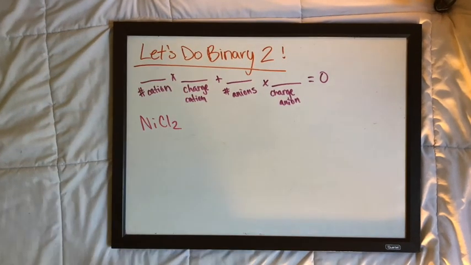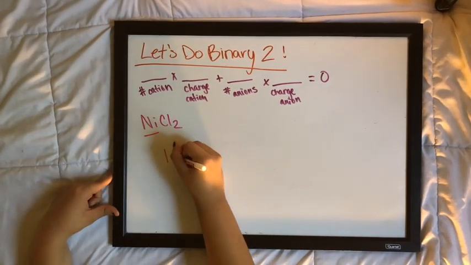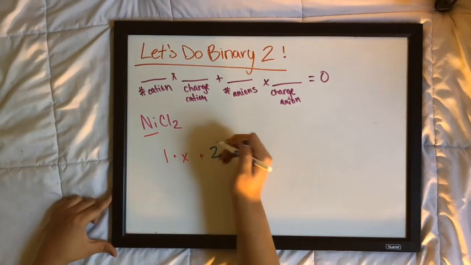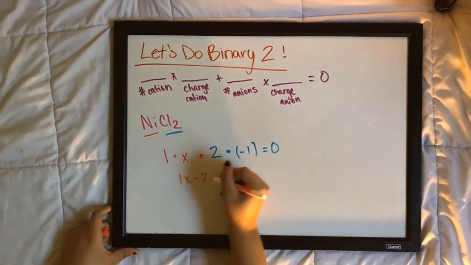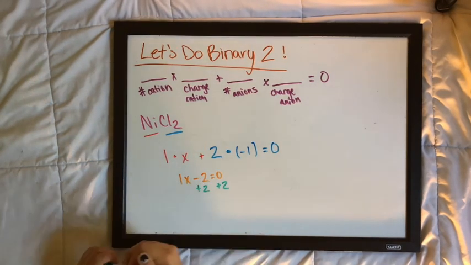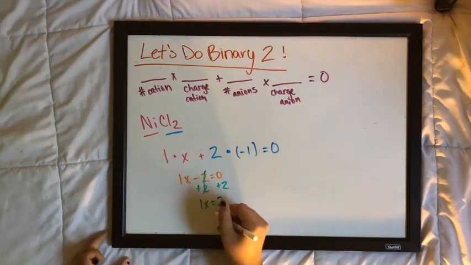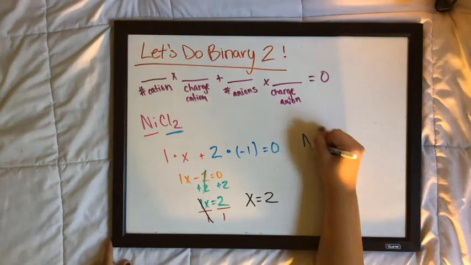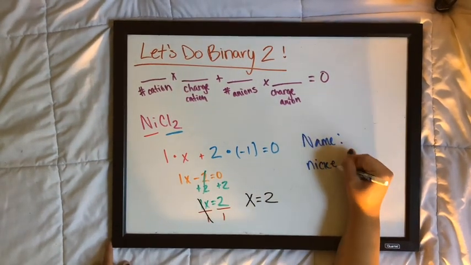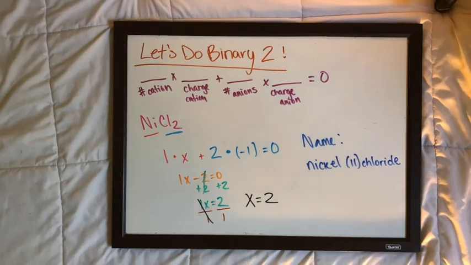So we're going to take nickel and chlorine. We have 1 cation of nickel, we don't know the charge, plus 2 anions of chlorine times a charge of -1. This gives you 1x minus 2 equals 0. You add 2 on both sides, that gives you 1x equals 2. Then you divide by 1 on both sides, and then x equals 2. And the way to say this is nickel(II) chloride because of the "-ide" suffix in the end.